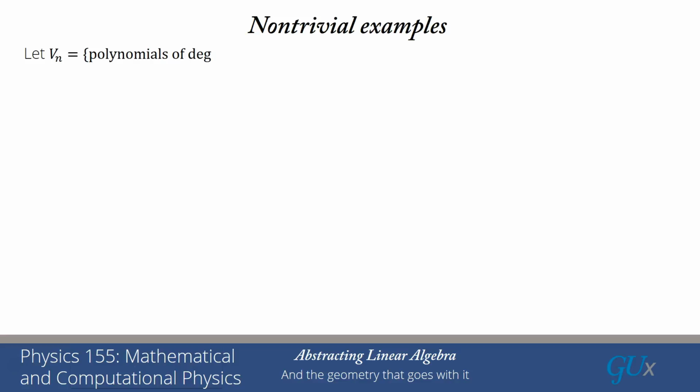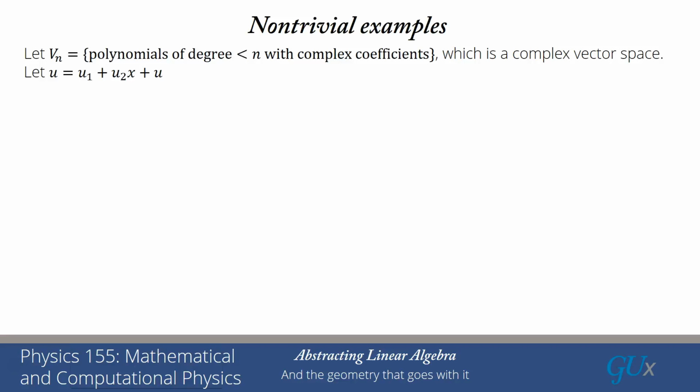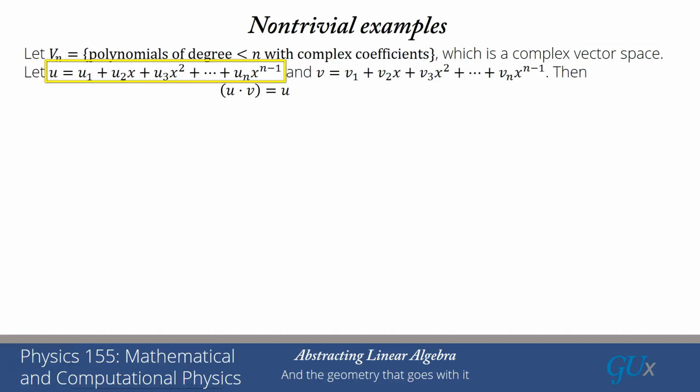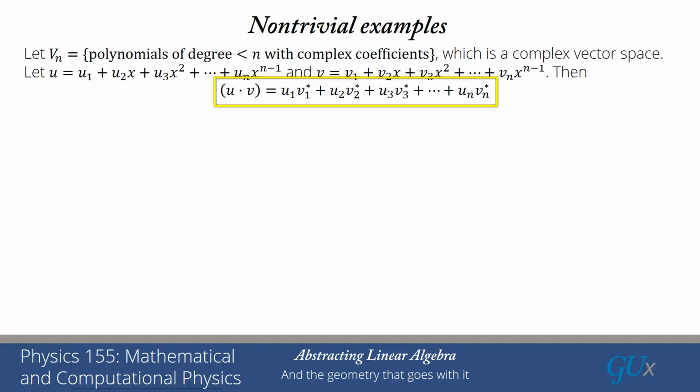Our first non-trivial example is going to be V sub n. It's going to be the set of polynomials of degree less than n with complex coefficients. This is a complex vector space. If I look at one vector u, which will be u1 plus u2 x plus u3 x squared, all the way out to un x to the n minus 1, and a second vector v, which is v1 plus v2 x plus v3 x squared, all the way out to vn times x to the n minus 1, where all of those coefficients, the u_i's and the v_i's, are complex numbers, then I take the scalar product u dot v to be u1 v1 star plus u2 v2 star plus u3 v3 star all the way out to un vn star.